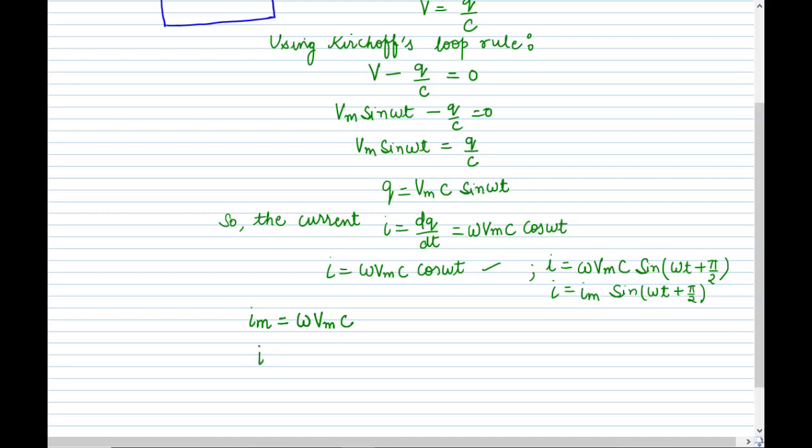Or we can write down Im is equal to Vm upon 1 upon omega C, because we want to compare with Ohm's law. Ohm's law is I is equal to V upon R or V is equal to IR. So if you write it down in this form, then Im is equal to Vm upon 1 upon omega C. So this 1 upon omega C should be equal to some resistance, and this resistance we call as capacitive resistance.